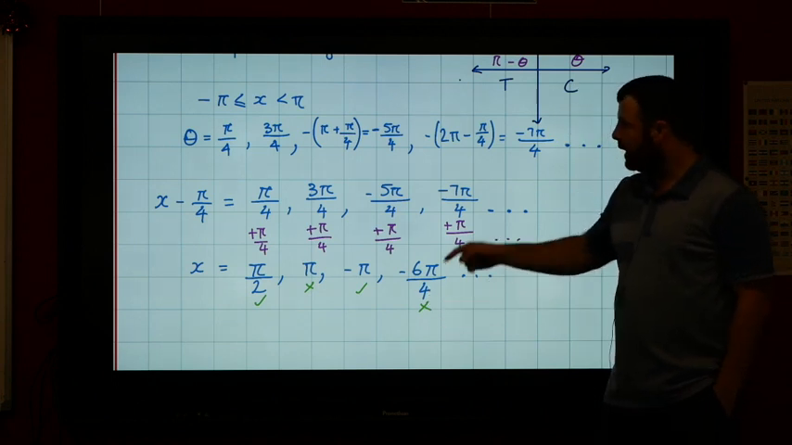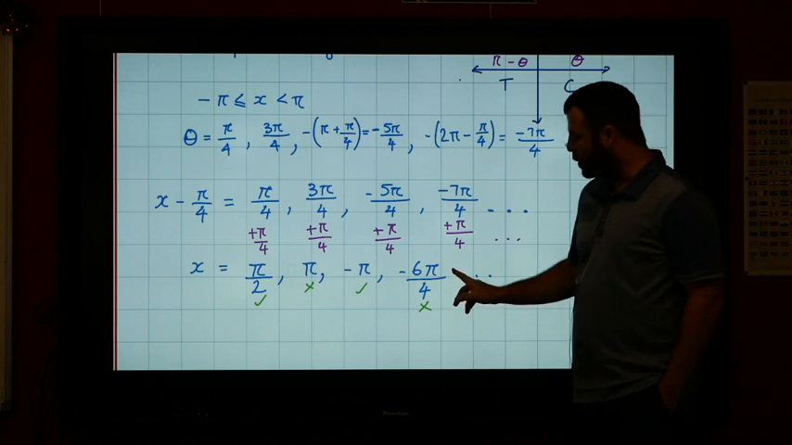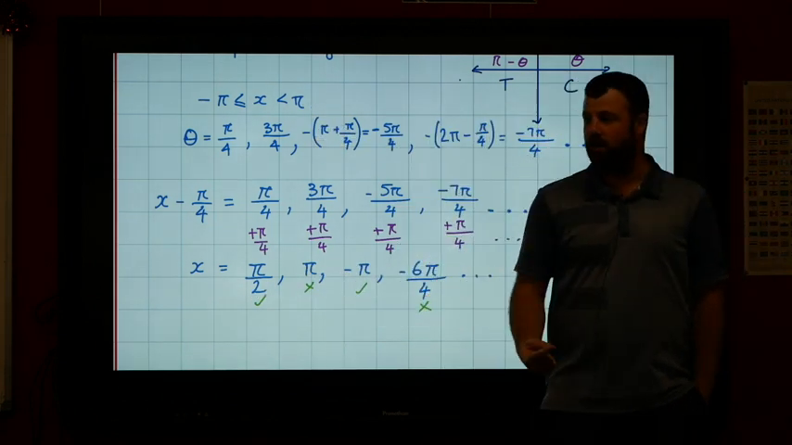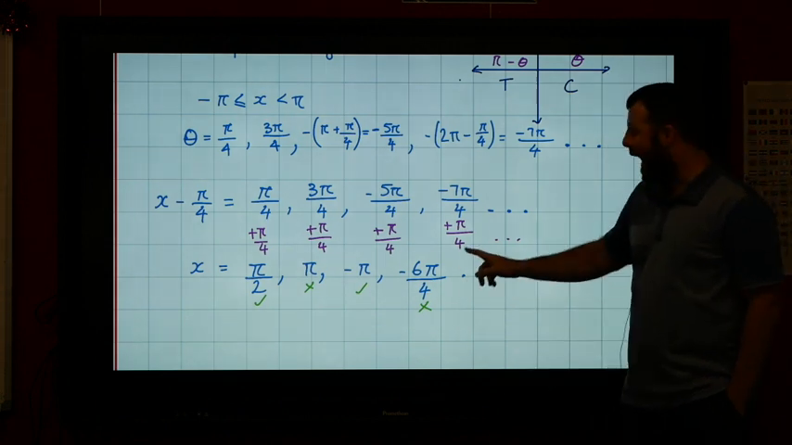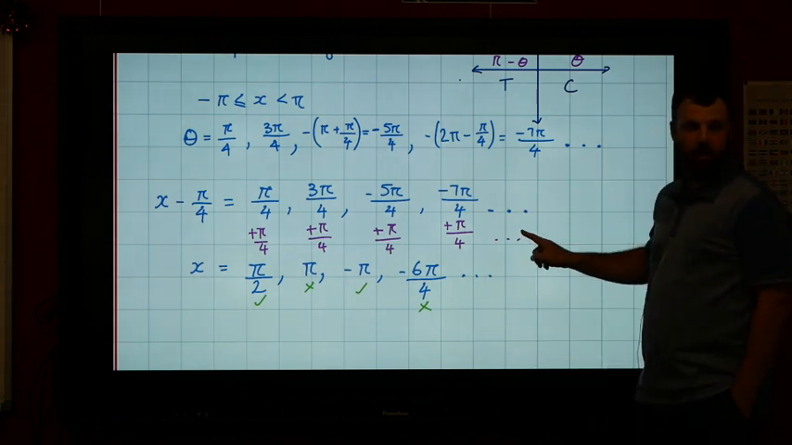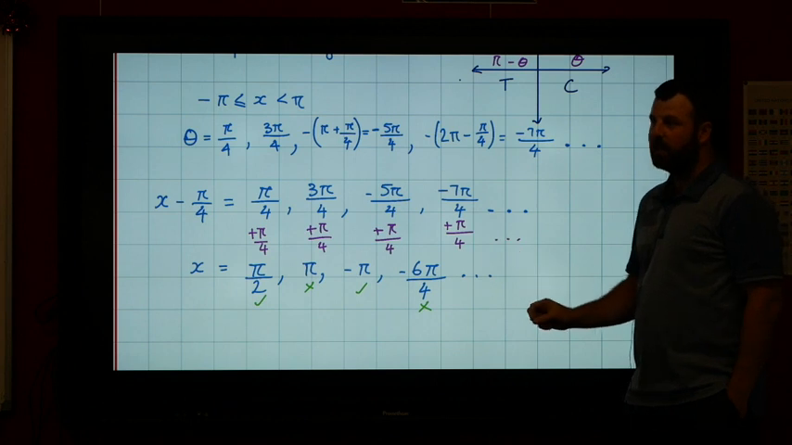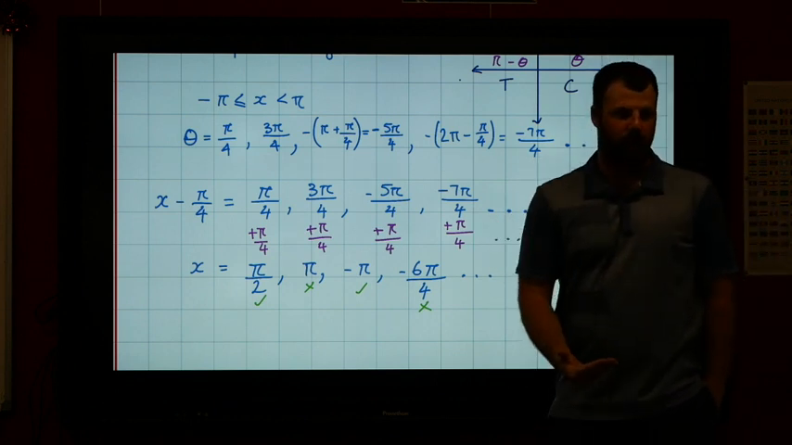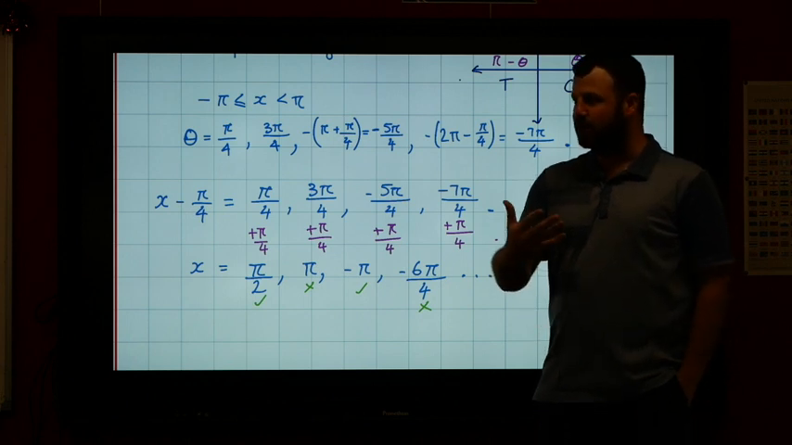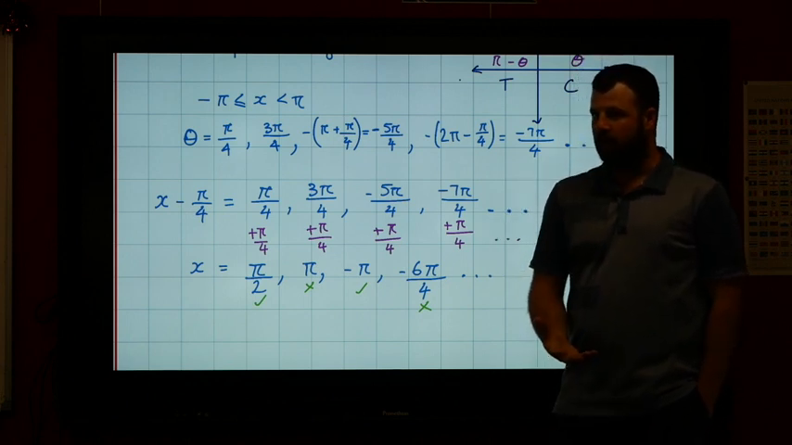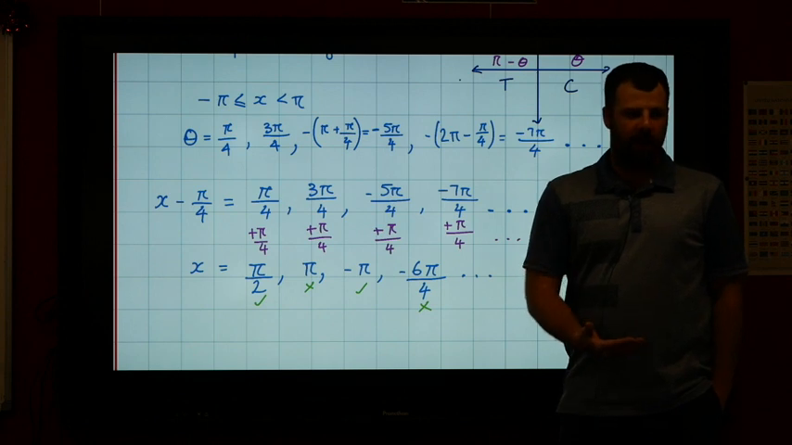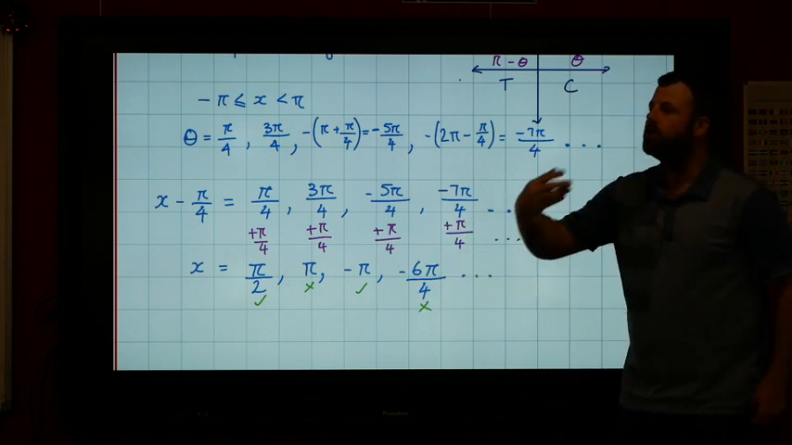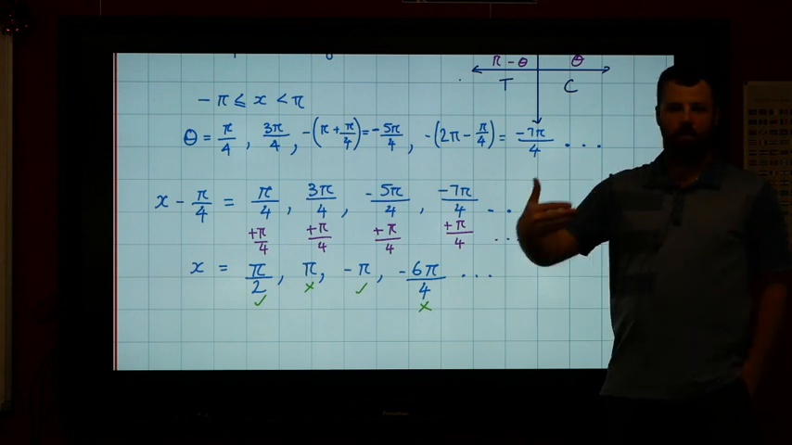For argument's sake, if all these 4 solutions were inside my domain, I'd continue these dot, dot, dots in both directions until I arrived at the first solution that's not in my domain. Not that hard to add a couple of extra things at this stage because it's just the same pattern repeating.